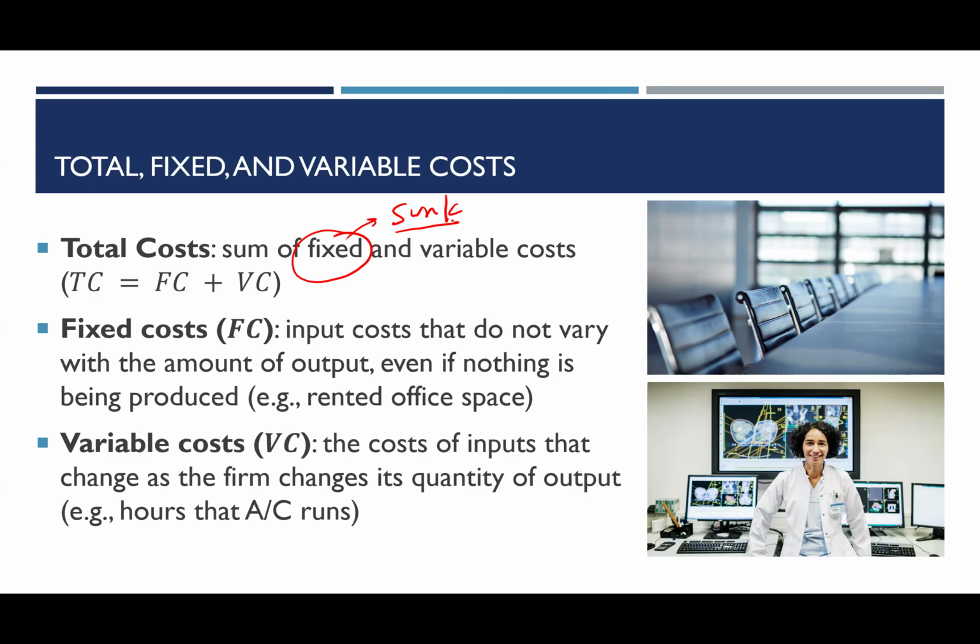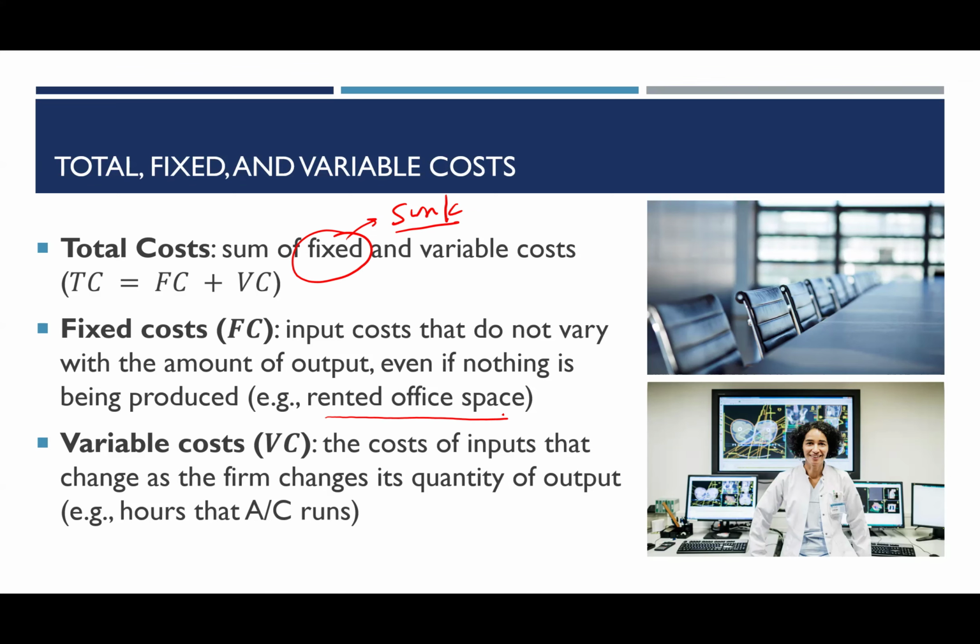So an example of this is going to be rented office space, right? If a firm, maybe they're a research and development firm, if they want to start producing that research, right, day one, they have to have a space in which to operate. And so that's going to be part of their fixed costs.